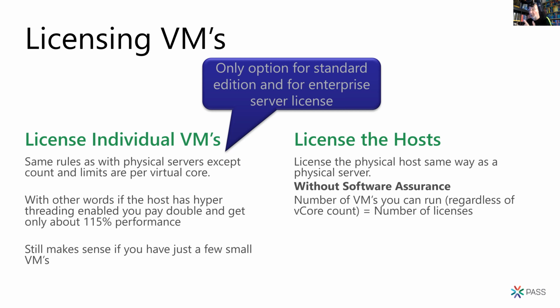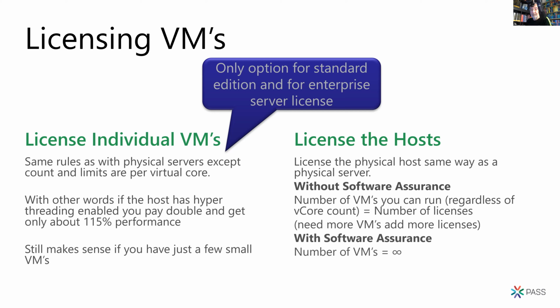You could run 16 one-cores, but you cannot run 17 one-cores. Yeah? That would violate the license. If you have software assurance, then you can run as many as you want. It's just one of the perks that software assurance gives you. With software assurance, you can have as many VMs as you want.